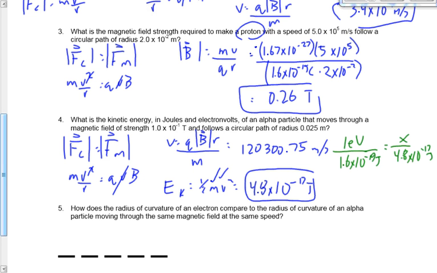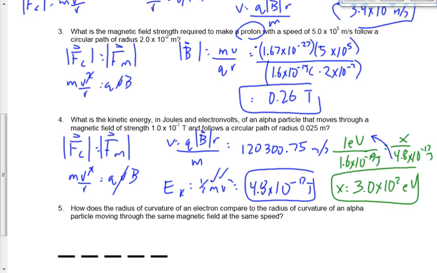If 1 is equal to 1.6, then x is equal to 4.8. To solve for x, the electron volts, we end up dividing 4.8 times 10 to the minus 17 by 1.6 times 10 to the minus 19. And I think that's going to work out to be 3.0 times 10 to the 2. Is that right? So 300 electron volts it would be.